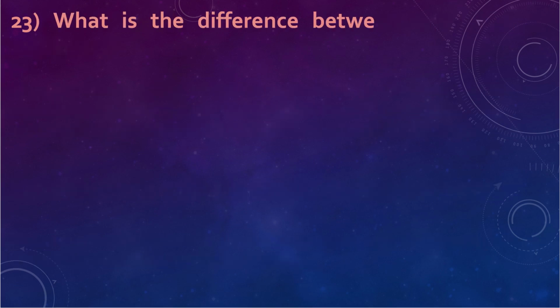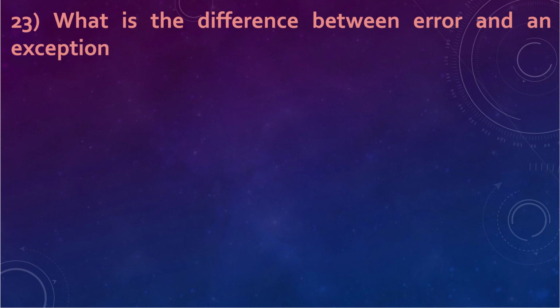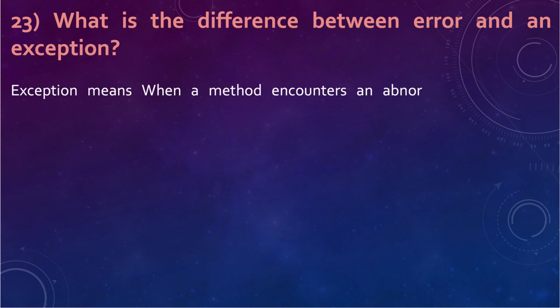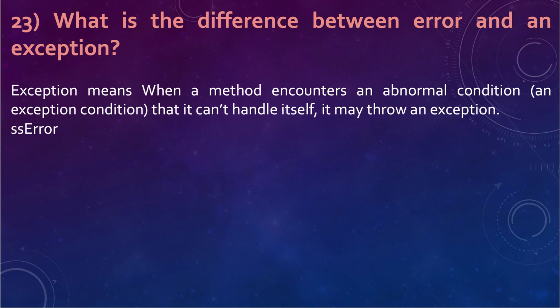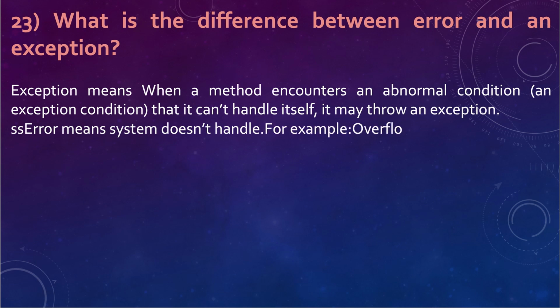What is the difference between an error and an exception? Exception means when a method encounters an abnormal condition that it cannot handle itself, it may throw an exception. Error means the system does not handle it, for example, overflow or out of memory.